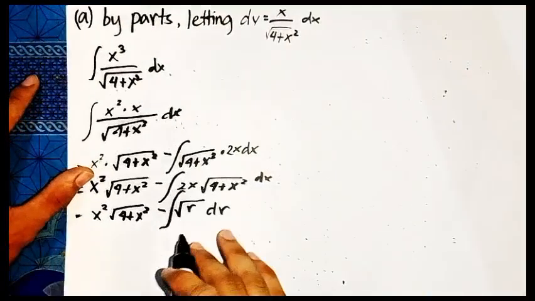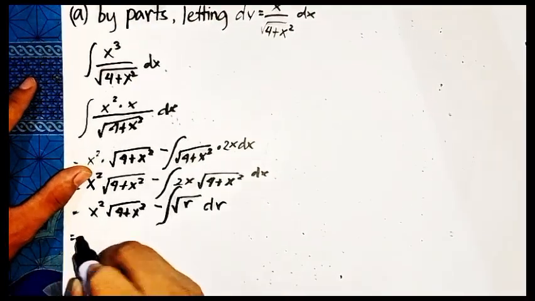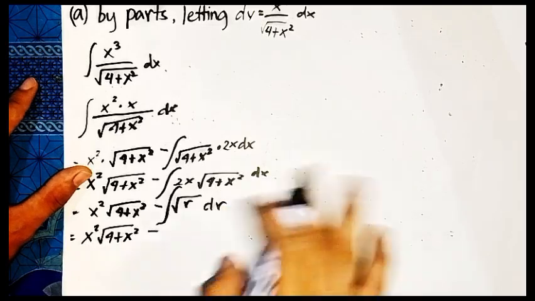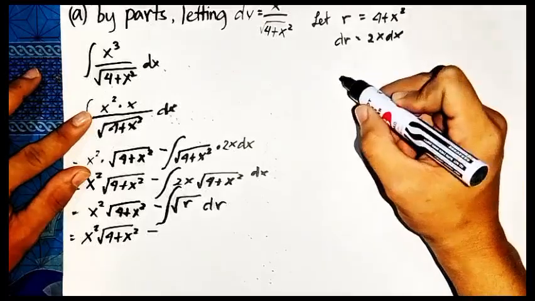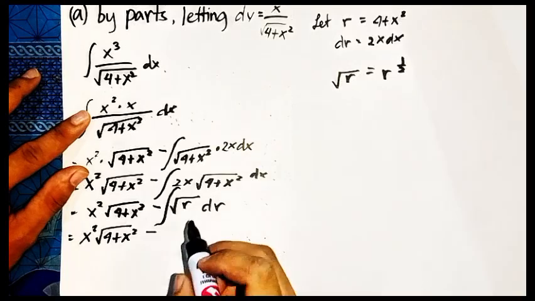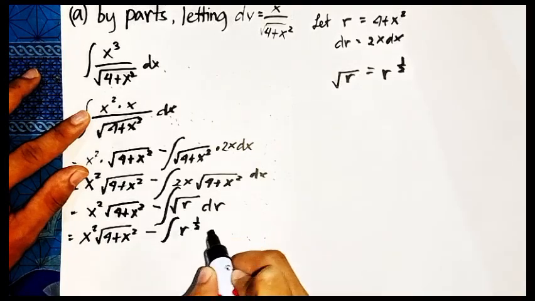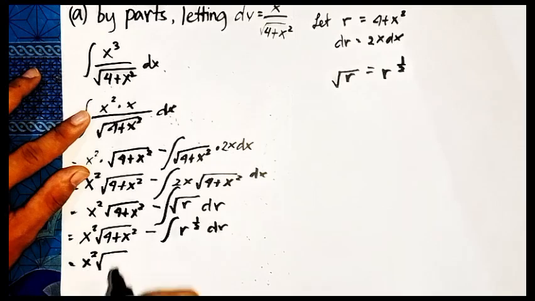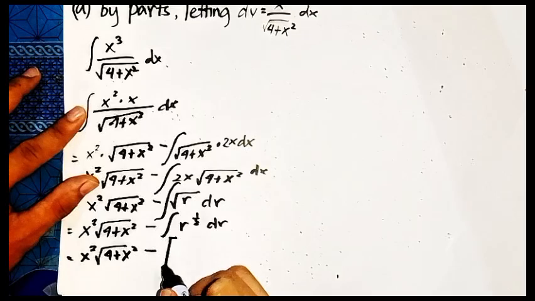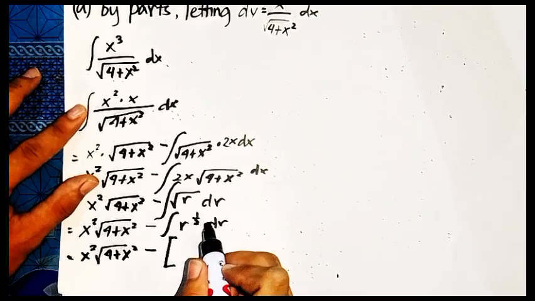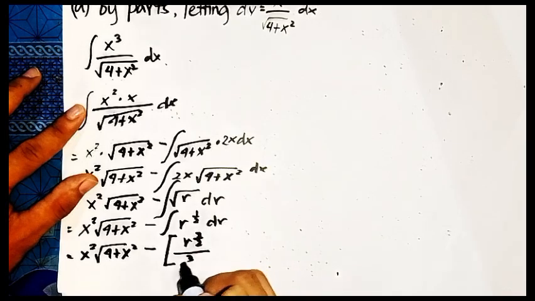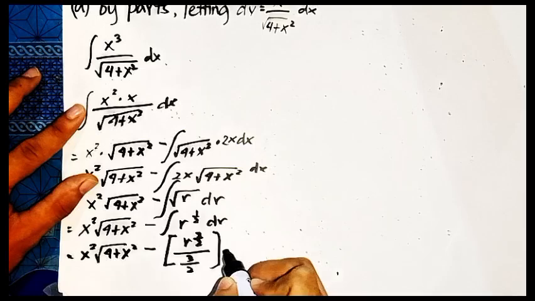Now, since we have a new equation, let's integrate this. Copy x squared square root of 4 plus x squared minus, again, the square root of r, which is the same as r to the power of 1/2, right? So let's make it r to the 1/2 dr. So copy x squared square root of 4 plus x squared minus the integral. So let's integrate. r to the power of 1/2 plus 1 is r to the power of 3 over 2, over 3 over 2, plus c. Don't forget the plus c.